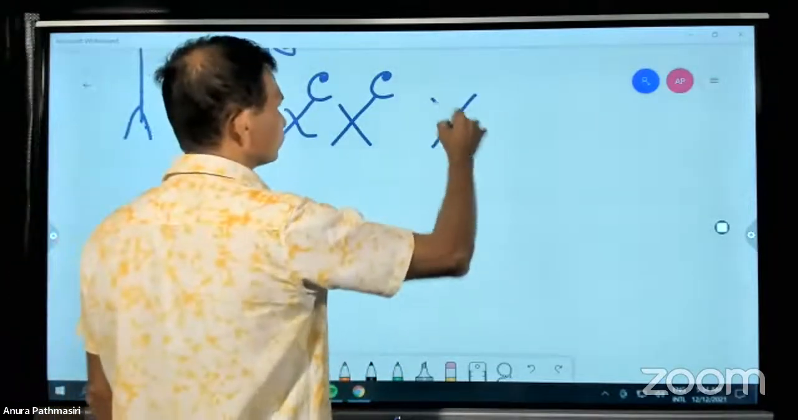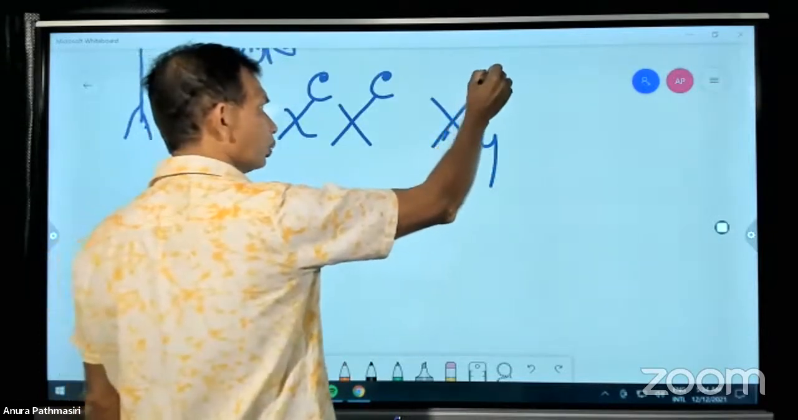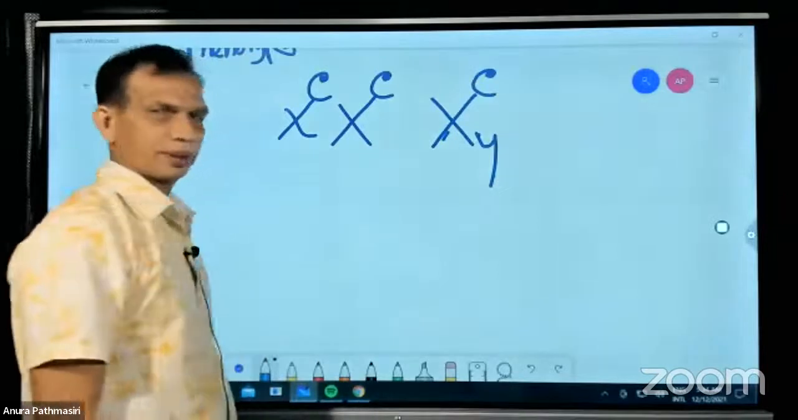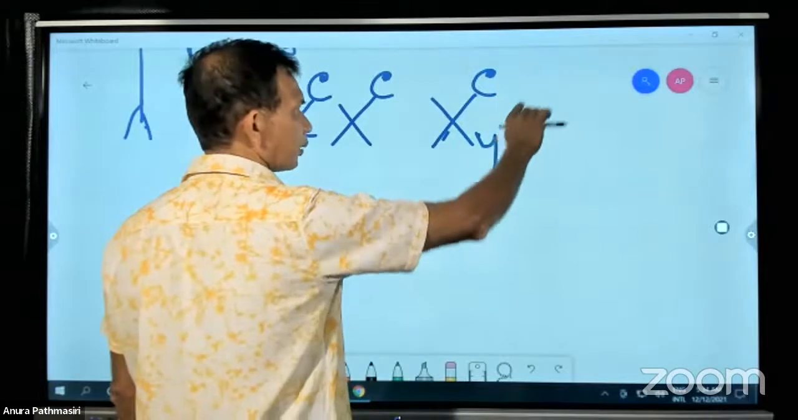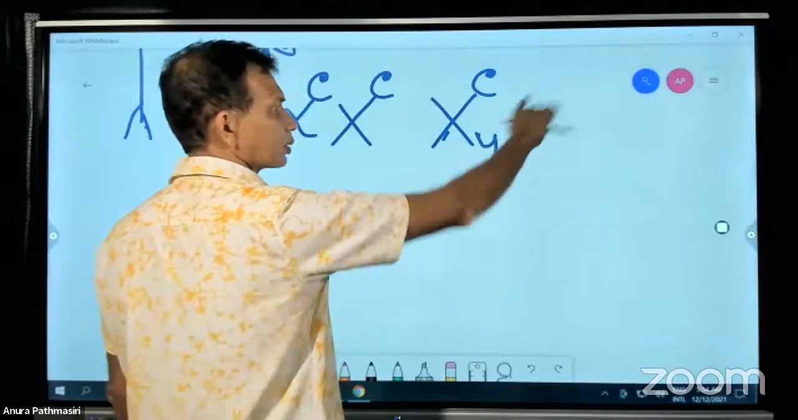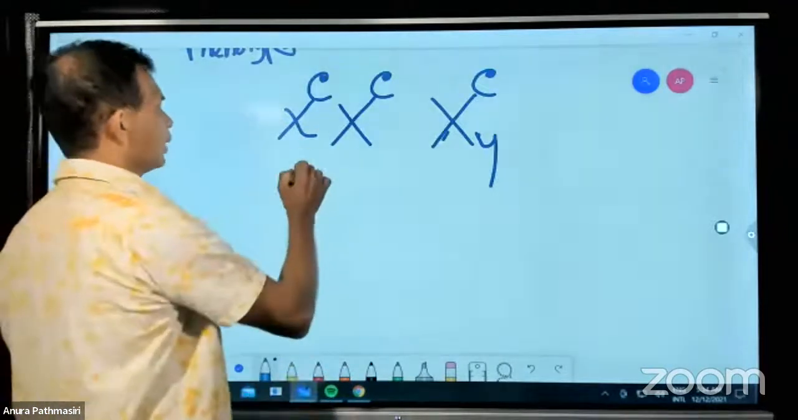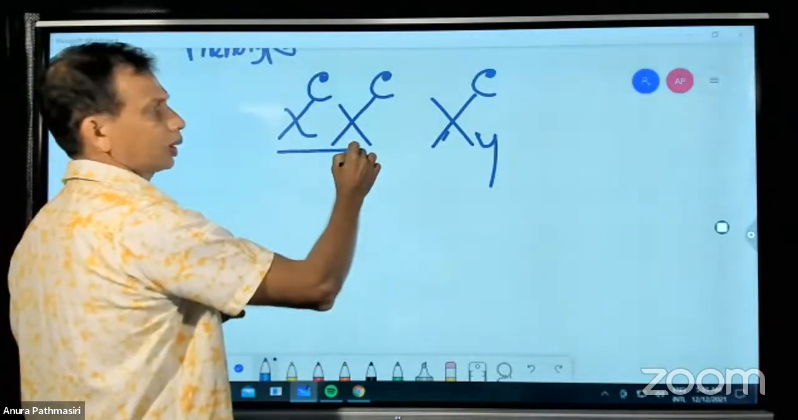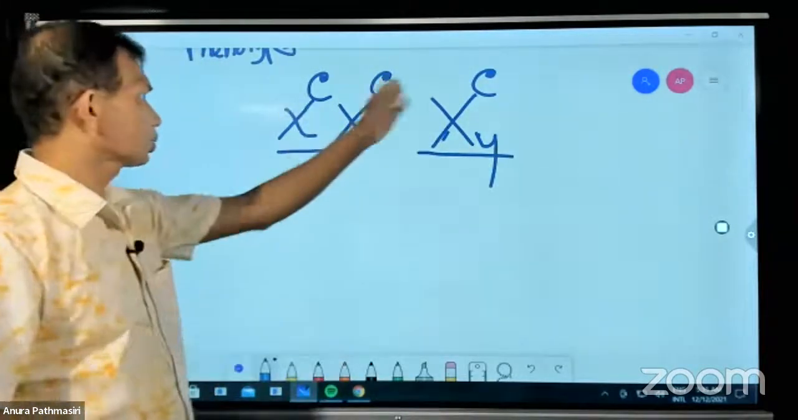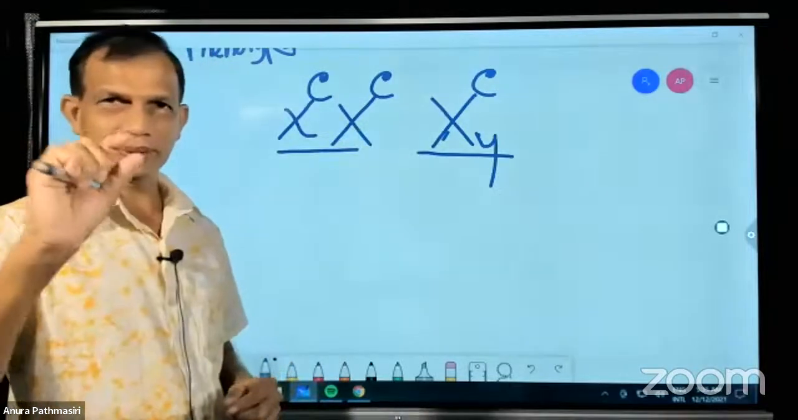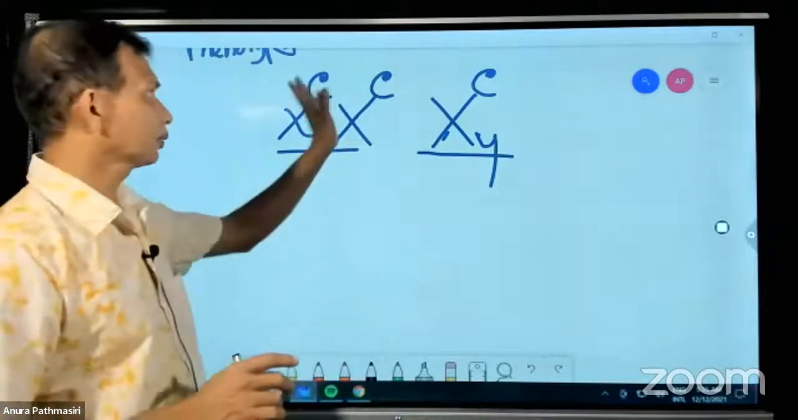This is the father. The father's chromosome also has capital C, that's the dominant factor, and Y does not have that gene. So this is a healthy mother and a healthy father. As there is no recessive small c, there is no threat of having color blindness. So healthy father, healthy son.